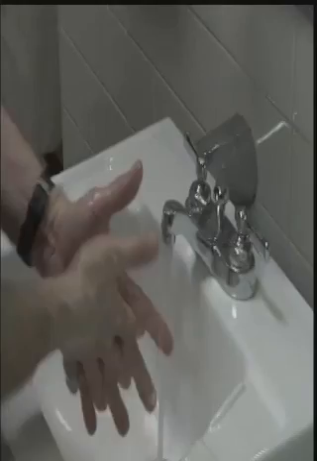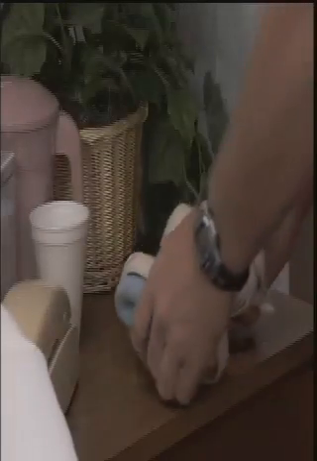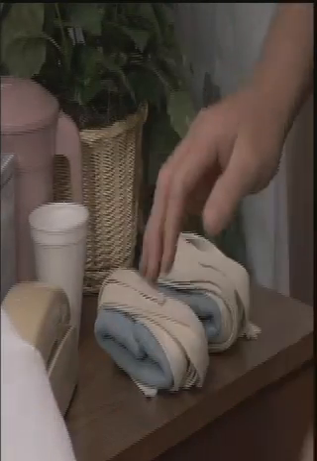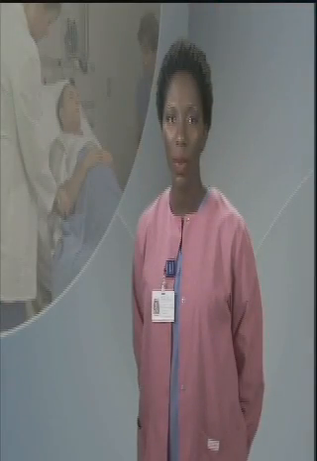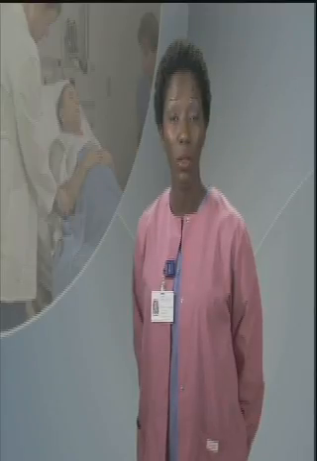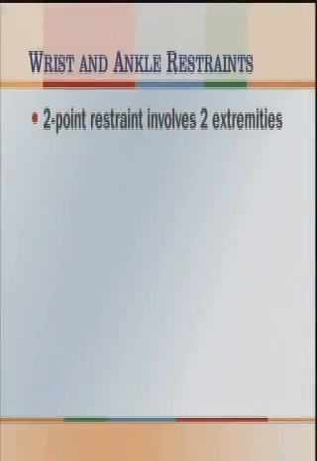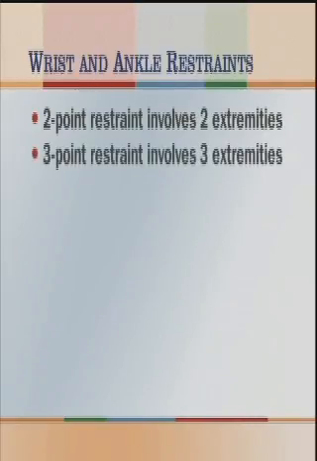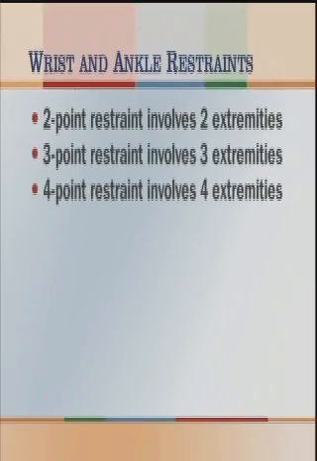To apply wrist or ankle restraints, prepare by washing your hands and gathering your equipment, in this case, the necessary number of wrist or ankle restraints. The doctor will specify the number of extremities that are to be restrained. A 2-point restraint involves 2 extremities, a 3-point restraint, 3 extremities, and a 4-point restraint, 4 extremities.